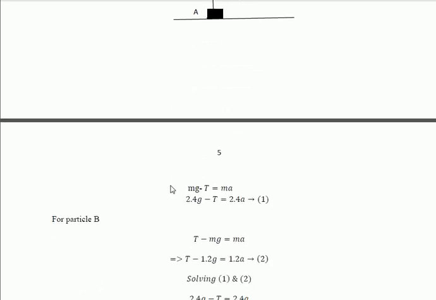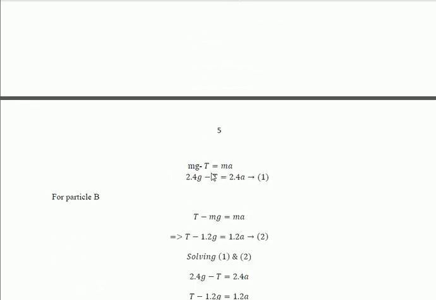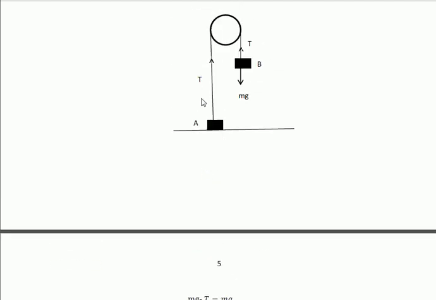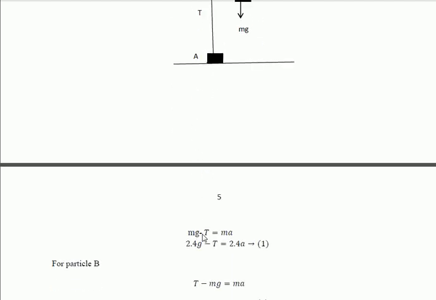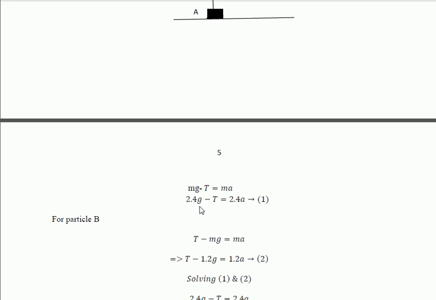So we shall apply the second law of motion: mg minus T, because the weight is greater than the tension. The weight is moving downward for particle A, so we write mg minus T, because from the second law of motion, F equals ma. Force is equal to mg minus T. By putting the values of m and g, after simplification, we get 2.4g minus T equals 2.4a.